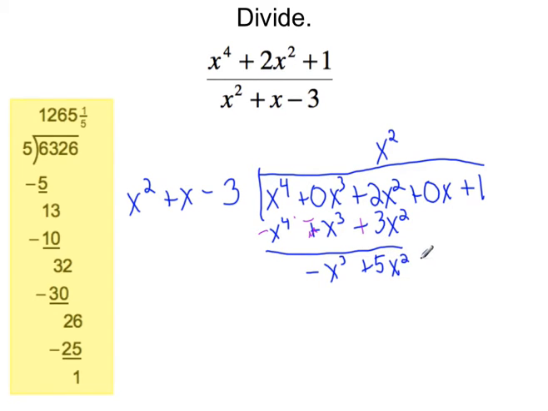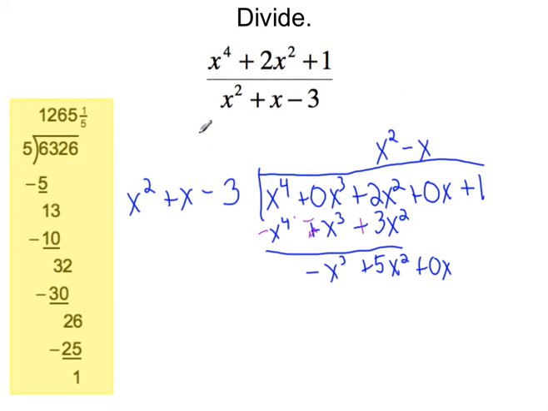Now we're going to bring down 0x, just like we did over here. We brought down the 3, we're bringing down the next term, 0x. And again, over here we said how many times does 5 go into 13? Now we're going to say how many times does x squared plus x minus 3 go into minus x cubed plus 5x squared plus 0x. And the best thing to do is just to look at the leading coefficient. Ask yourself, how many times does x squared go into minus x to the 3rd? And the answer to that question is minus x.